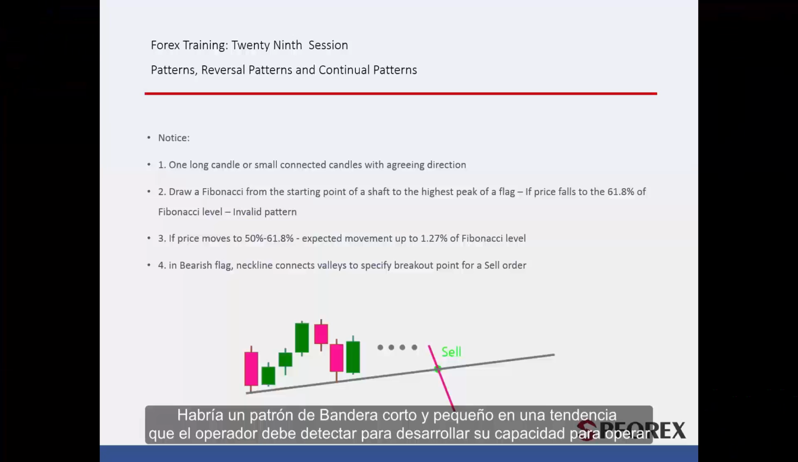There would be a short and small flag pattern on a trend that a trader must detect to develop his or her trading ability.